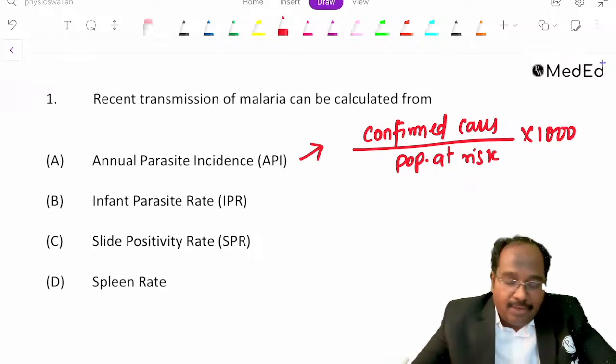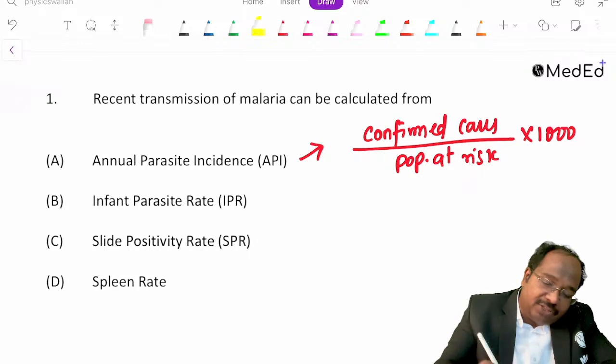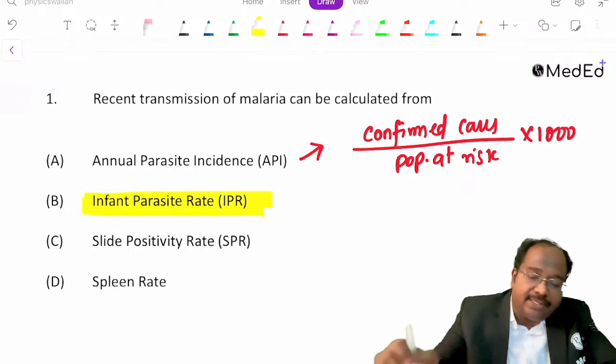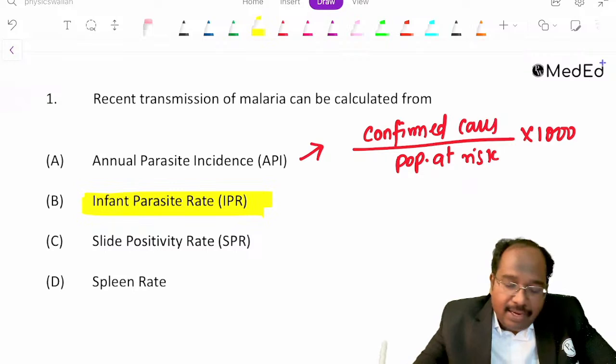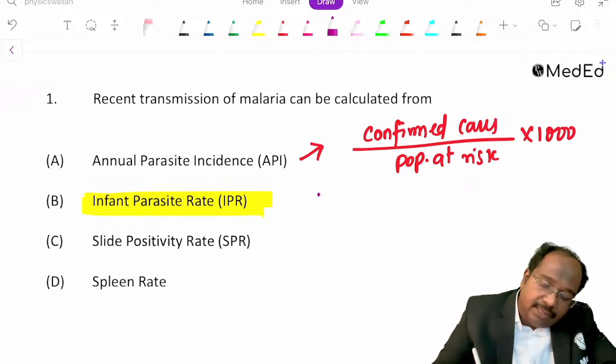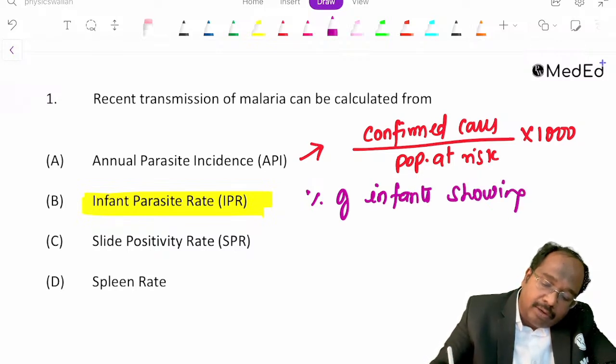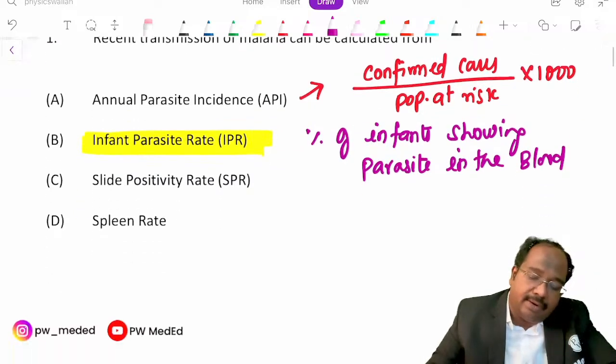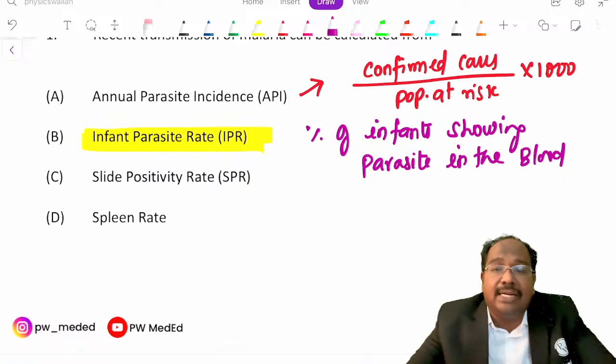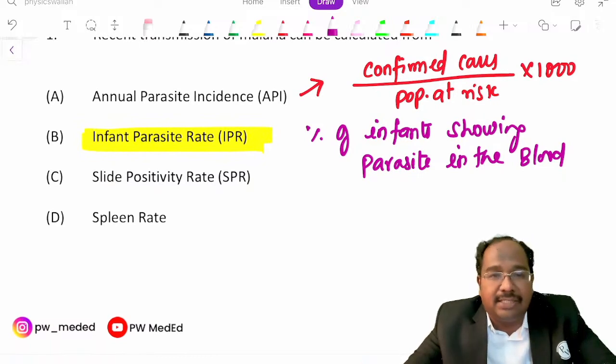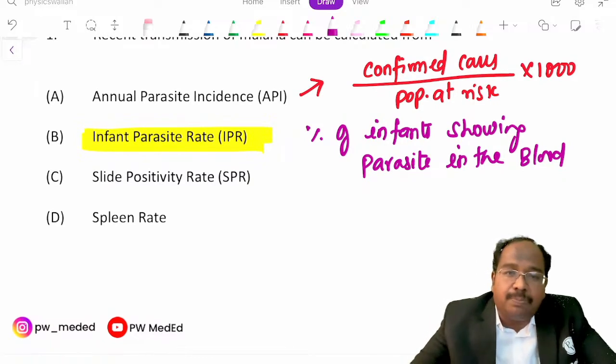Now, what is this? The answer for this question is infant parasite rate. Infant parasite rate is the percentage of infants showing parasite in the blood. Infants means less than 1 year. This is infant parasite rate, so that indicates recent transmission for malaria. Next, what is spleen rate?